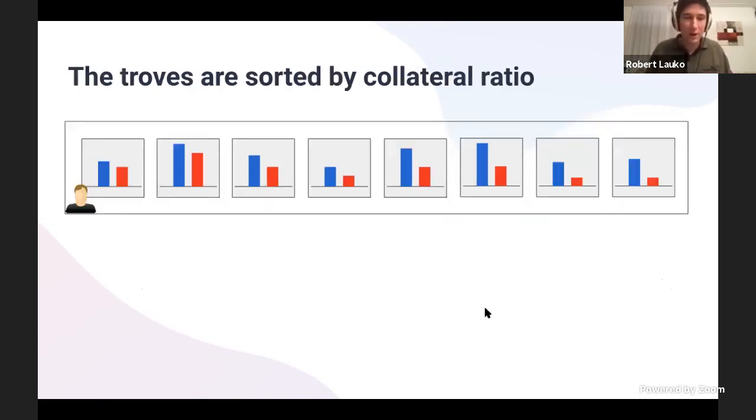And now the question is, where does the system take the Ether from? Obviously it needs to take it from the borrowers, because it does not come with its own pre-filled reserve. So what we do here is sort the troves by collateral ratio. You see here, this is the riskiest one, this is a bit less risky, and so on. And this is really well over-collateralized. So this is still our borrower Bob.